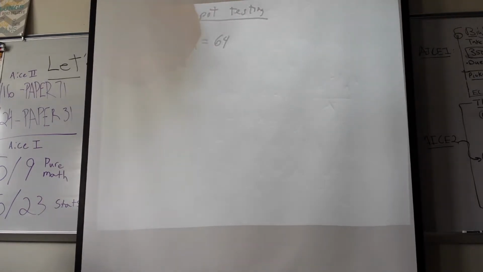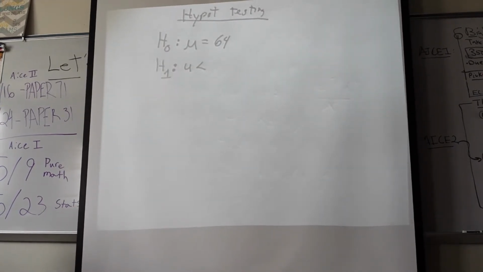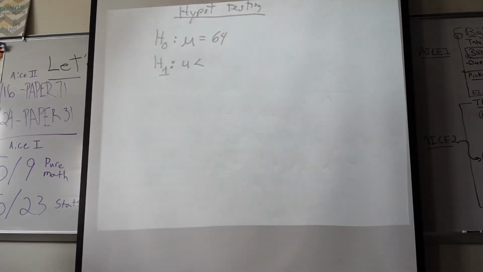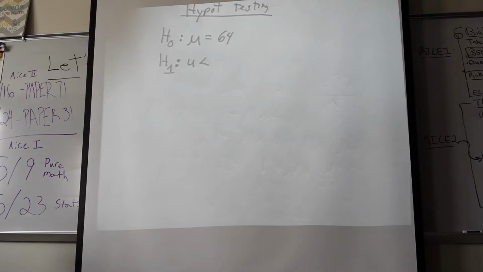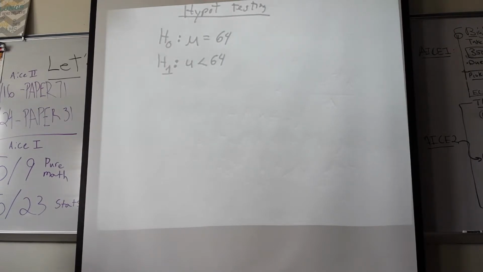Now, what do you guys say? It's less than that. You base your alternative upon whatever the null is: greater than, less than, not equal. Here, you look at the sample mean. It's less, so you're going to take a test. It also says the heights of the plants would be less than usual. Since it says less than usual and the sample mean is 63.3, we're going to find values less than 64.